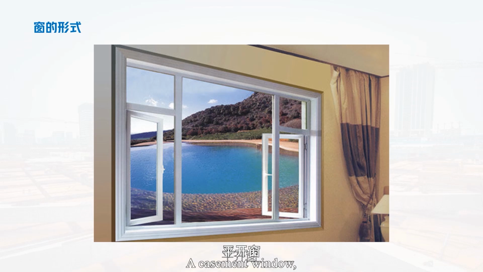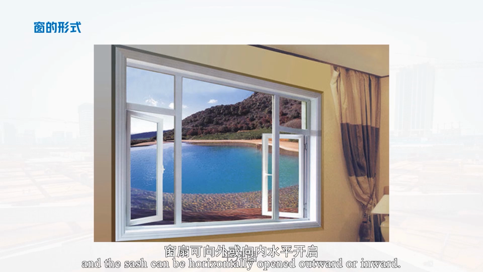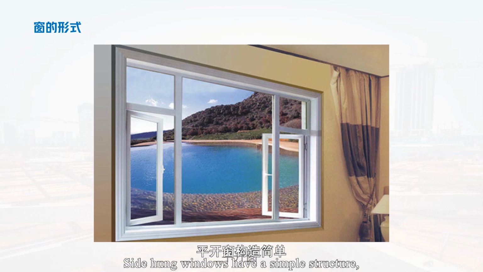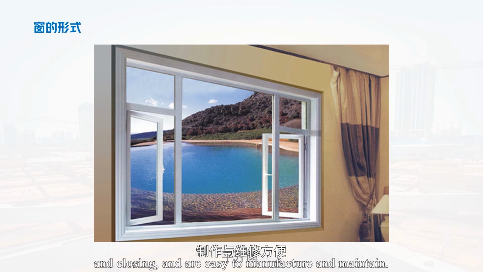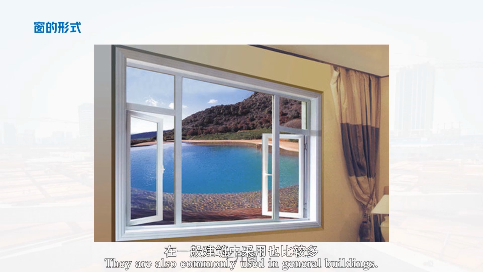A casement window has one side of the window sash connected to the window frame by a hinge, and the sash can be horizontally opened outward or inward. Side-hung windows have a simple structure, flexible opening and closing, and are easy to manufacture and maintain. They are also commonly used in general buildings.